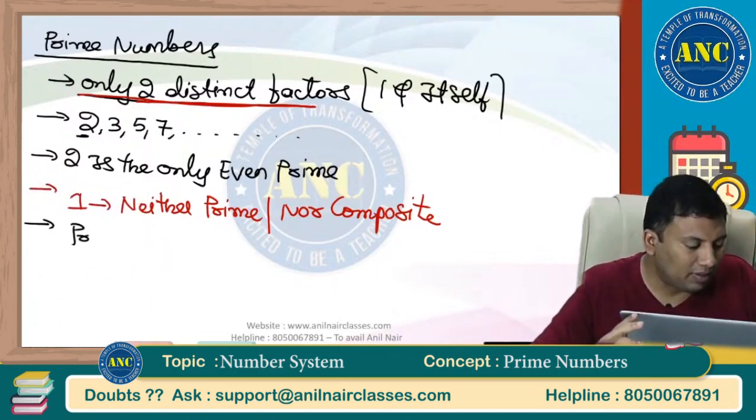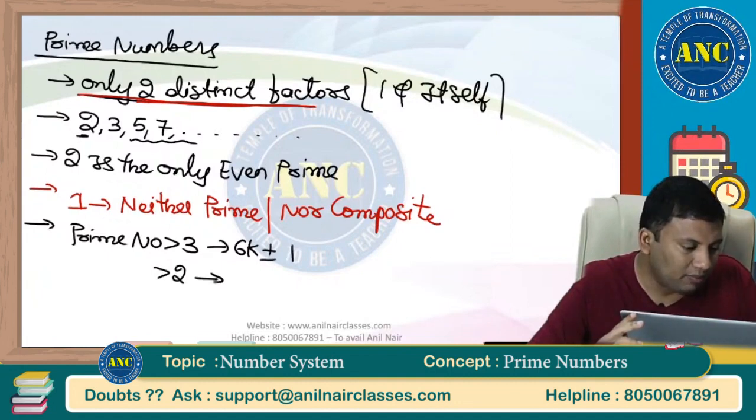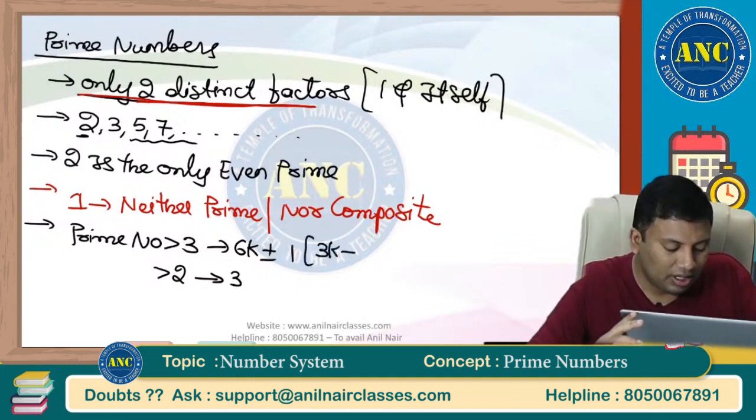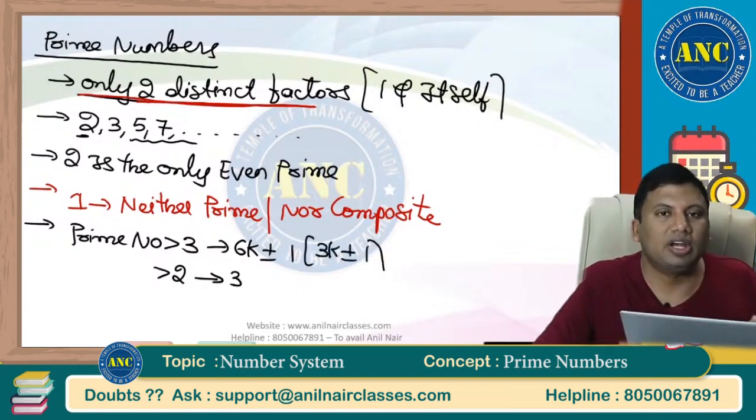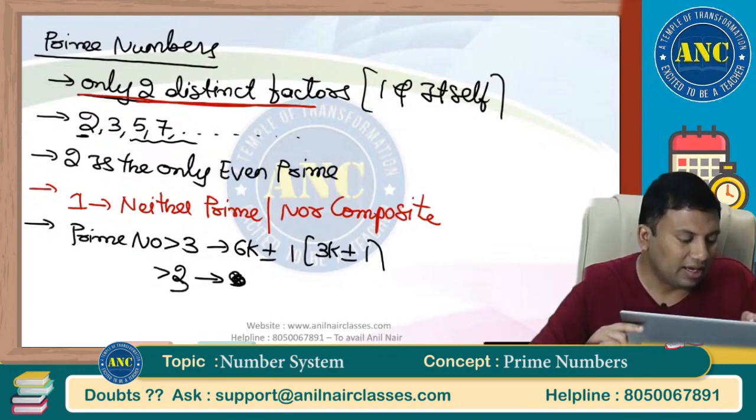Next one. Every prime number greater than 3 is of the form 6k plus or minus 1. Depending upon the question, you can take anything. Every prime number greater than 3 can also be of the form 3k plus or minus 1. 3 into 2 minus 1, 3 into 2 plus 1, like that you can generate your form.